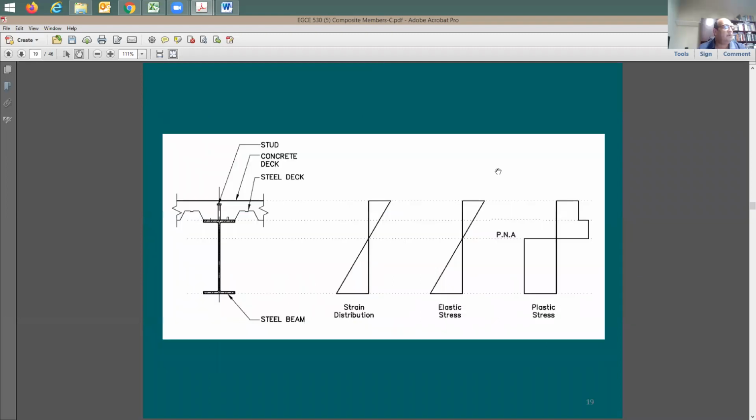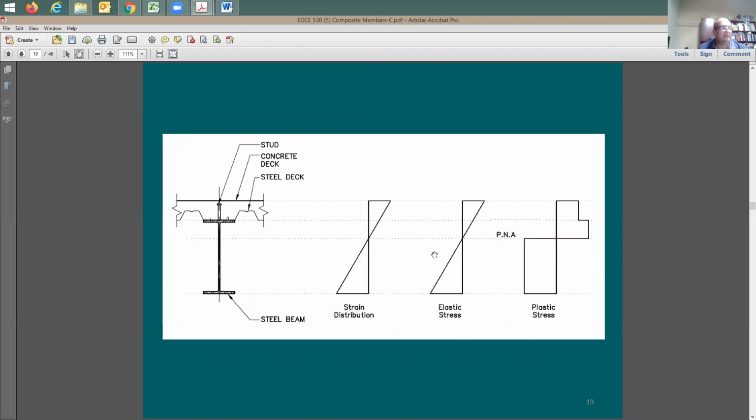So I'm going to be going quickly through what happens when you have a given moment and you're doing elastic stress analysis. Elastic stress analysis means the distribution of the stress is going to look like this. The plastic is going to look like this. Plastic means the entire steel is going to be under Fy, F sub y, whether you have it in tension or in compression.